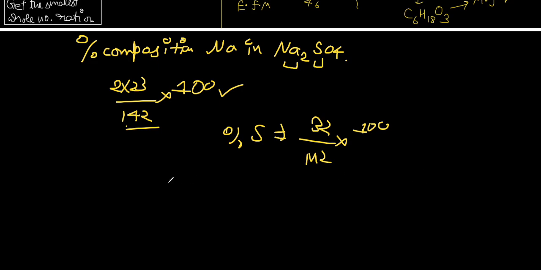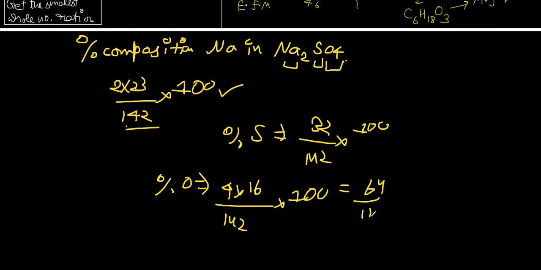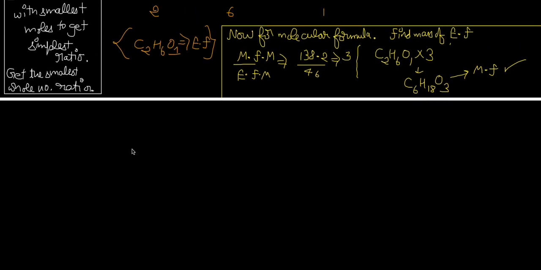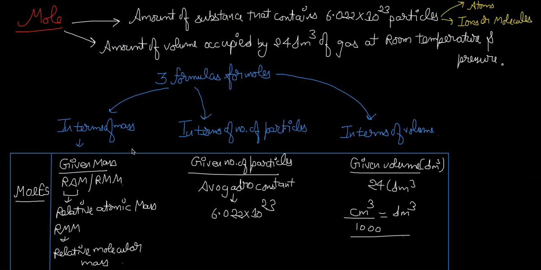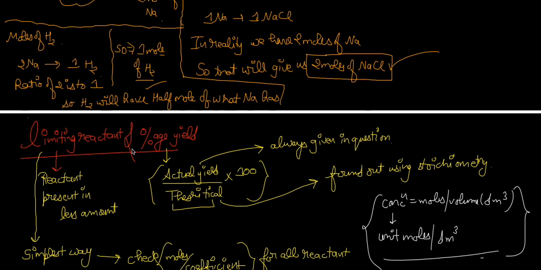That's it. If they're asking to find the percentage composition of oxygen in this, how many oxygen do we have? We have 4 oxygen atoms. 4 times 16 equates to 64, divided by the total molar mass, which is 142, times 100. So 64 by 142 times 100. This will give us the percentage composition of oxygen in this compound. That's it. So these were all the basics and the major topics of stoichiometry that will help us.